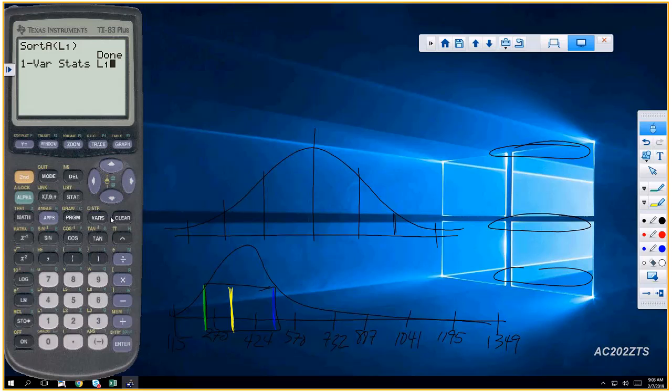Okay, it doesn't need parentheses, sorry. Let me do it again. I don't use the calculator all the time. Okay, L1, and hit enter. And there are your numbers. And you go down, and it should give you your 5-number summary.